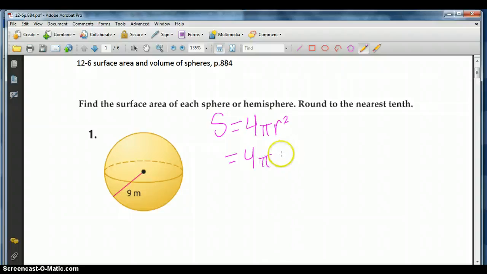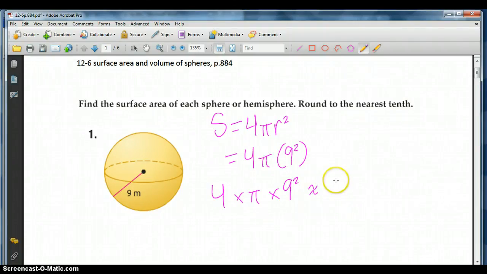times pi times 9 squared. So 4 times pi times 9 squared on your calculator, and rounded to the nearest tenth is approximately 1017.9, and since it's surface area, this would be square units, so square meters.